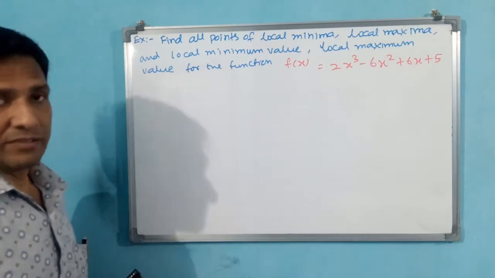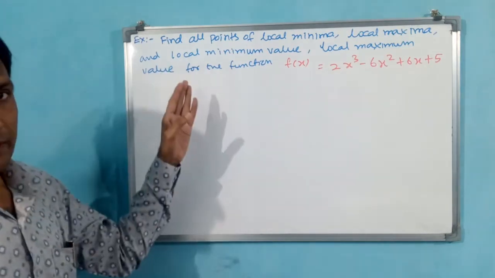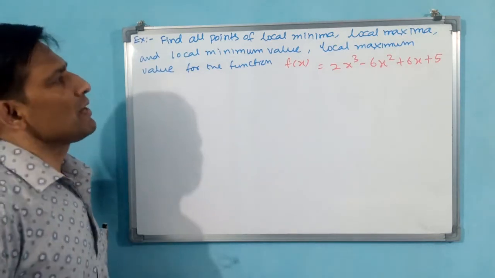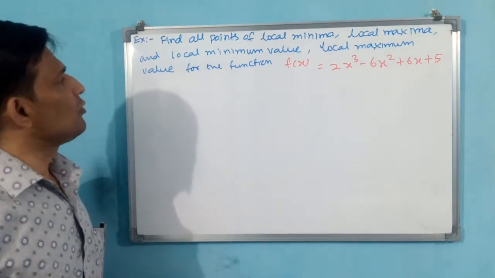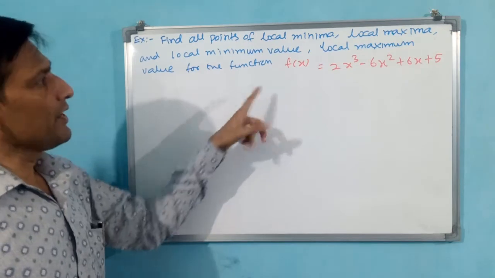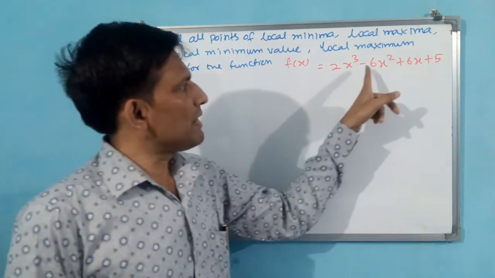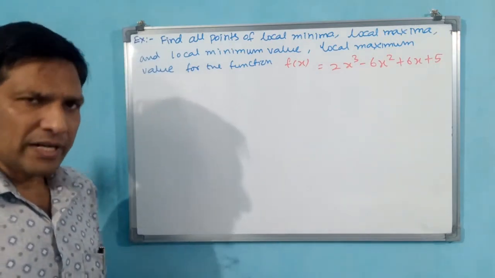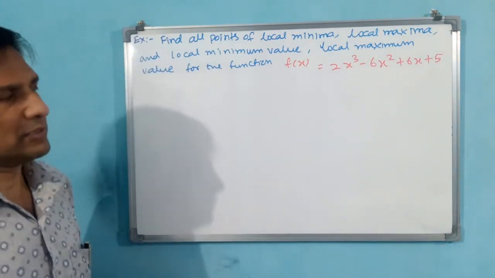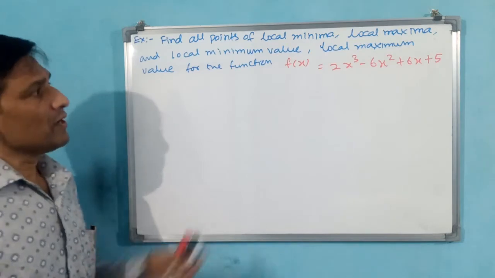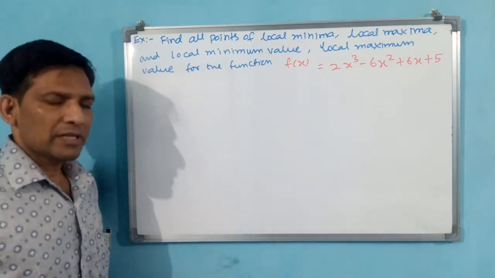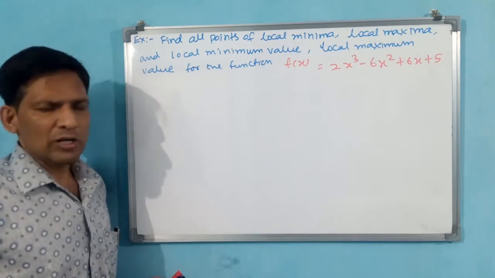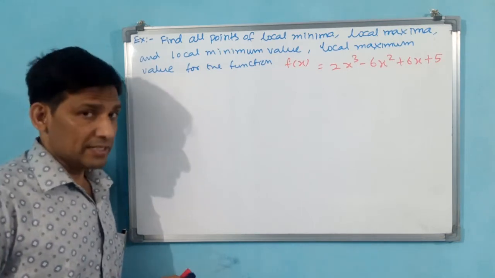First of all, listen to the question I am reading. Find all points of local minima, local maxima, local minimum value, local maximum value for the function f of x is equal to 2x cube minus 6x square plus 6x plus 5. We will do this example, then we can understand the concept a little more elaborately. One function they have given, and they are asking us to find local minima, local maxima, and accordingly local minimum value, local maximum value, if they exist.